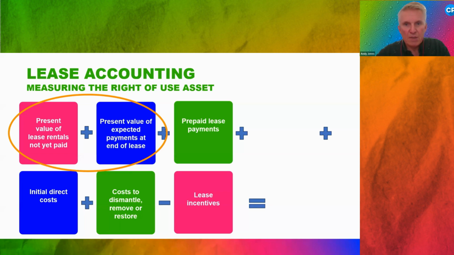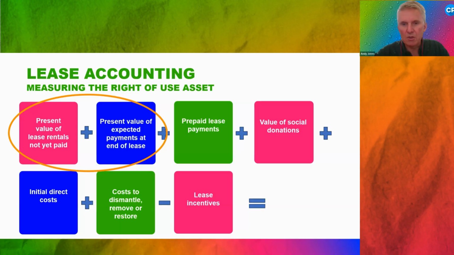And then the final piece that you factor in is the value of any social donations under the lease. I'll come on to talk a bit more about the social donations later, but essentially this is where you're paying a below market rental for the lease, not a peppercorn or a nominal value, but a below market level. You'll need to factor that into the calculation of the cost of that right of use asset. Once you've done all that, that will give you the value of your right of use asset.